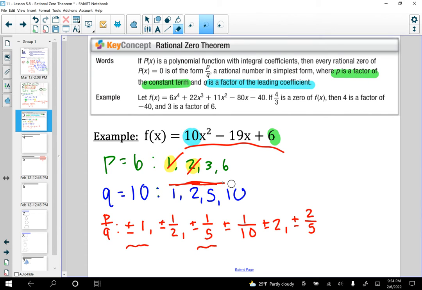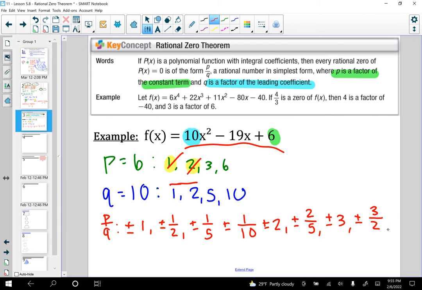Next up is 3. 3 divided by 1 is 3. 3 divided by 2 is 3 halves. Notice how I'm just separating them with a comma. 3 divided by 5 is 3 fifths, and 3 divided by 10 is 3 tenths. Good stuff.